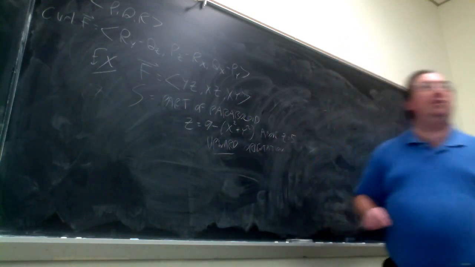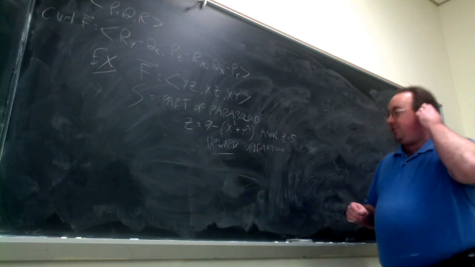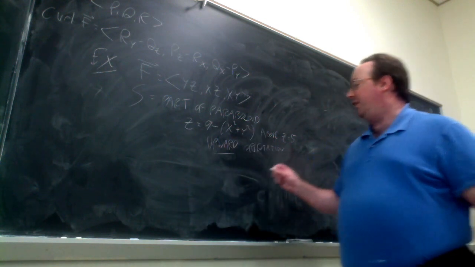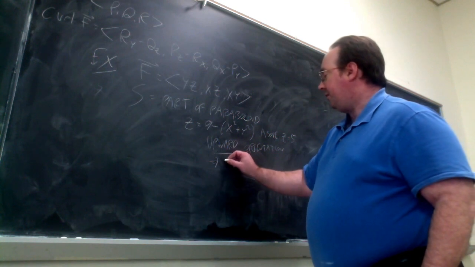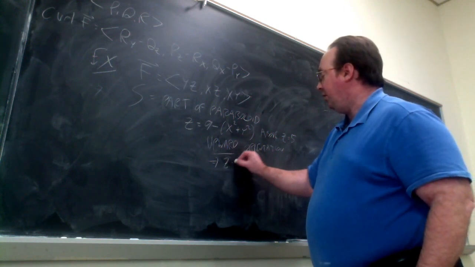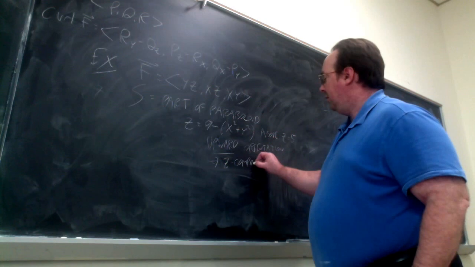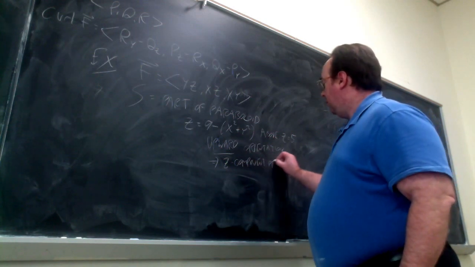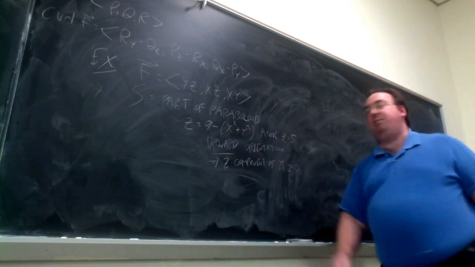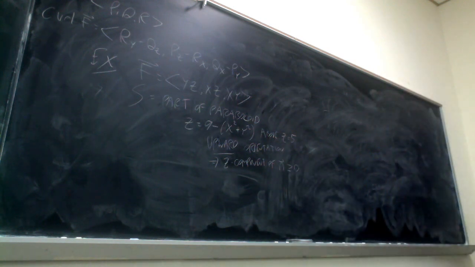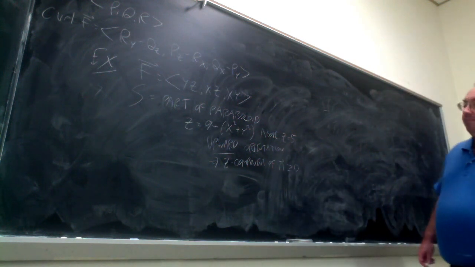And remember how we handle upward versus downward orientation: once we compute the normal vector, that means the z component of your normal vector n cannot be negative, otherwise it's pointing down.